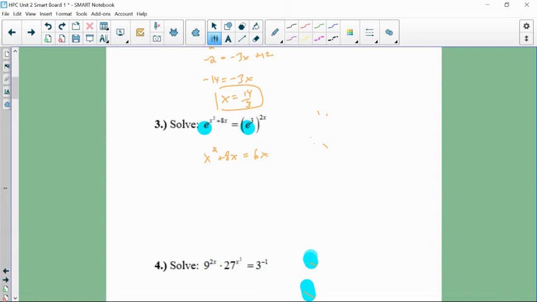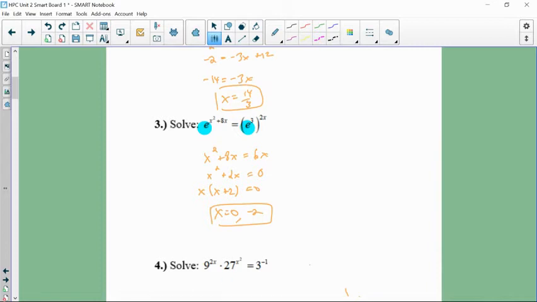Now be careful, you want to make sure you try to solve this quadratic by setting it equal to 0. Don't divide by an x because you've lost a solution. So I can subtract 6x. So x squared plus 2x is equal to 0. And that allows me to factor and use the zero product property. So x could be 0 or it could be negative 2.